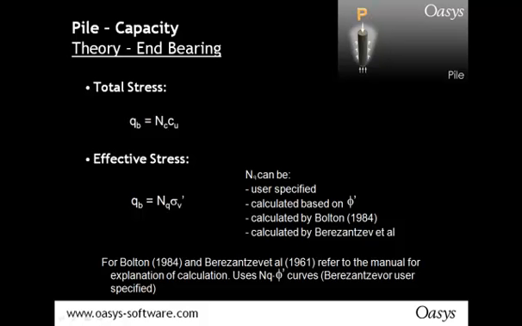For the effective stress calculation, the base capacity is NQ times the vertical effective stress. And as you can see here, there are a number of ways of calculating NQ. And I think the manual gives in more detail, for example, the Bolton method, or if you wanted to input NQ and phi curves yourself, it will give you guidance on that.